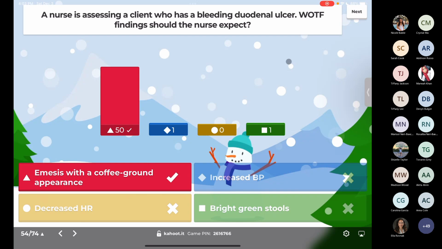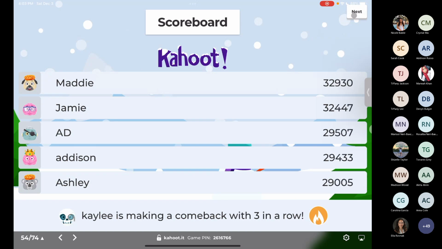Good job, guys. So remember, with those upper GI bleeds, we're going to have emesis with a coffee ground appearance because that is digested blood.